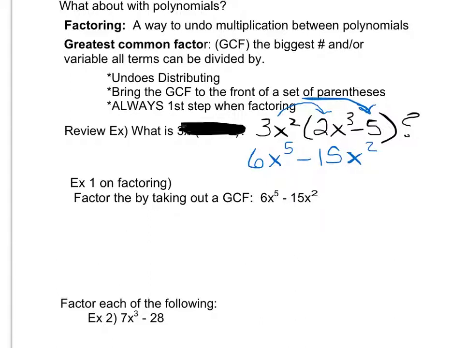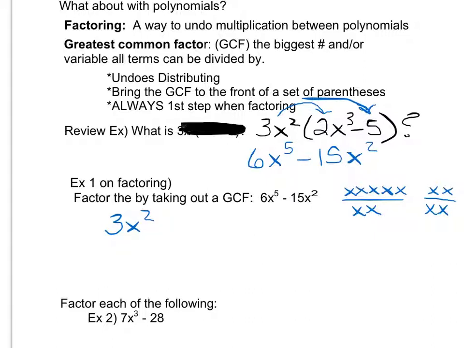Now that we covered that, let's go ahead and move on to this first example on factoring. And let's go ahead and factor by taking out a GCF. Well, remember, a GCF is the biggest number and/or variable that all terms can be divided by. Terms are separated by a plus or minus sign, so I have two terms here. And I see that both of these terms can be divided by a 3, since both 6 and 15 can be divided by 3. And as far as x to the 5th and x squared go, the biggest number that both x to the 5th and x squared can be divided by is x times x, or x squared.